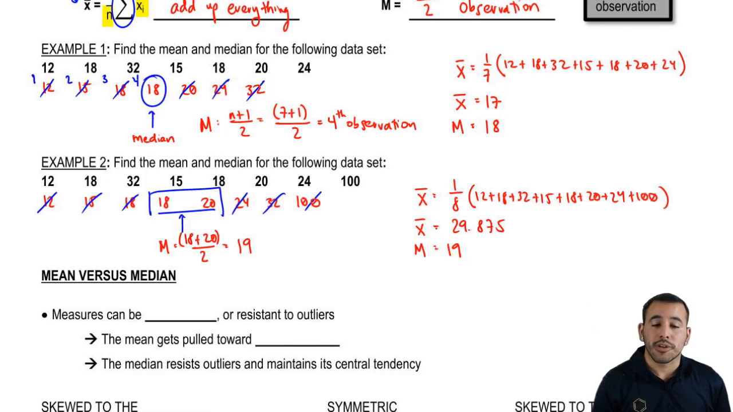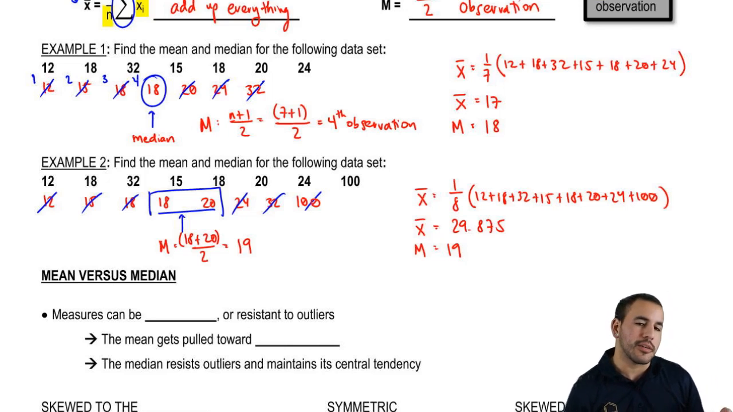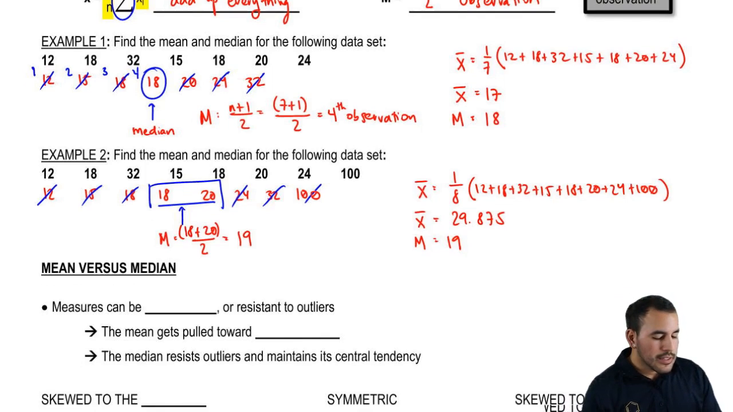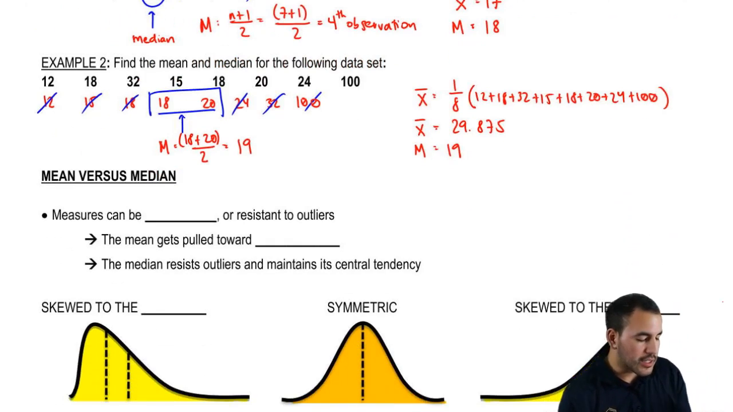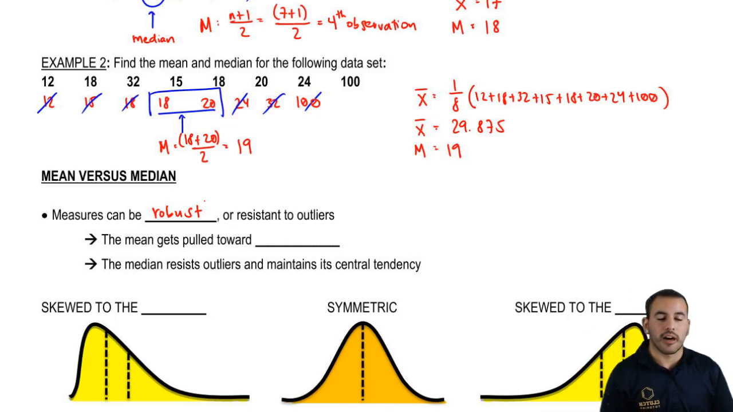Cool. So we know how to calculate them now. Now what do they represent? How can we use them? How can they tell us a little bit about the data? So here's where we talk about the mean versus the median real quick. So measures can be robust or resistant to outliers, right? So they're resistant to influences, they're resistant to effects.